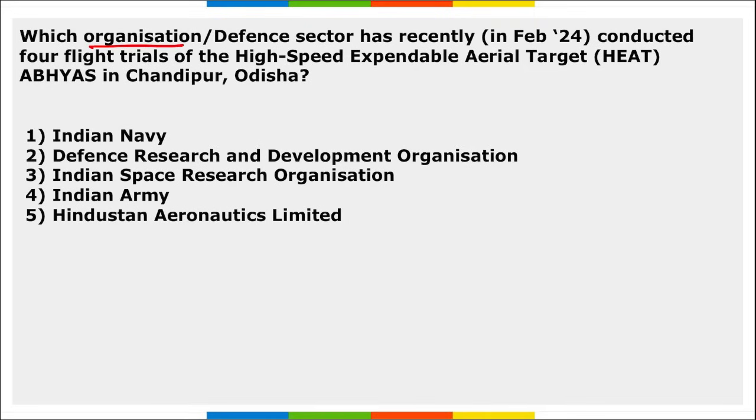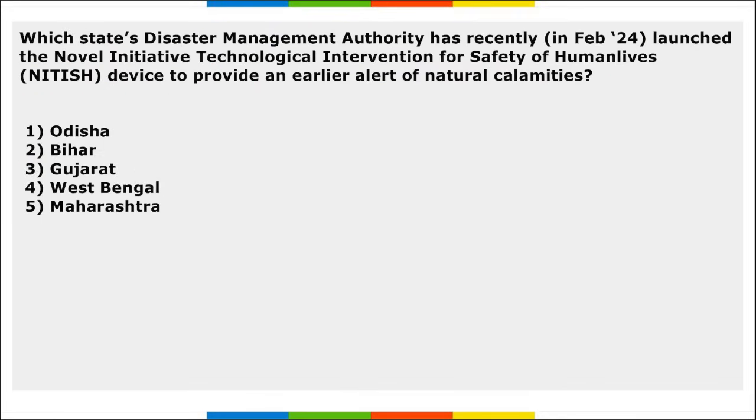Next, which organization or defense sector has recently conducted 4 flight trials of the high-speed expendable aerial target HEAT Abhyas in Chandipur, Odisha? Which is it? It is DRDO. DRDO conducted the 4 flight trials of HEAT Abhyas in Chandipur, Odisha. Correct? And these trials took place between 30th of Jan to 2nd of Feb.